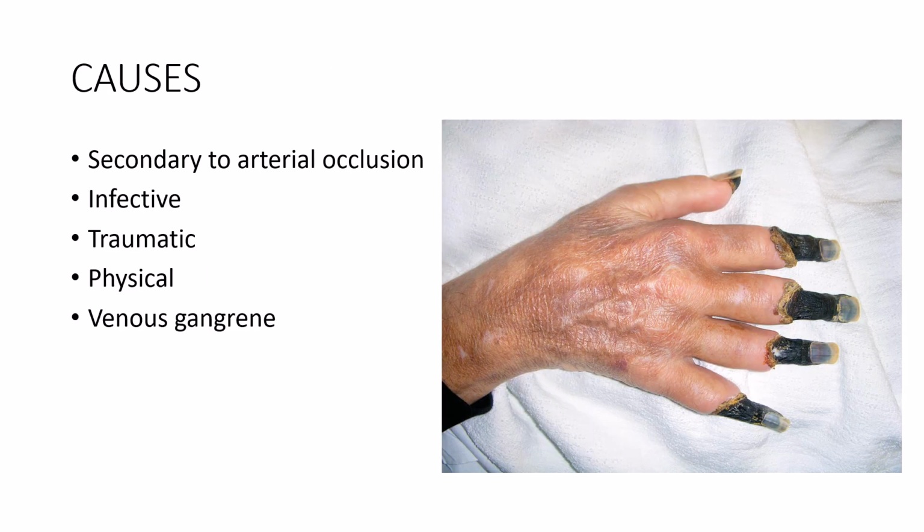So what are the causes? It can be secondary to arterial occlusions, like in the cases of atherosclerosis, emboli, diabetes, TAO, Raynaud's disease, ergots, etc. It can be due to infective causes like boil, carbuncle, gas gangrene, Fournier gangrene, cancrum oris, etc. When it comes to traumatic, it can be caused by direct trauma or indirect trauma. Physically, it can be caused by burns, scalds, frostbite, chemicals, irradiation, electrical, or venous gangrene also can be another reason of it.